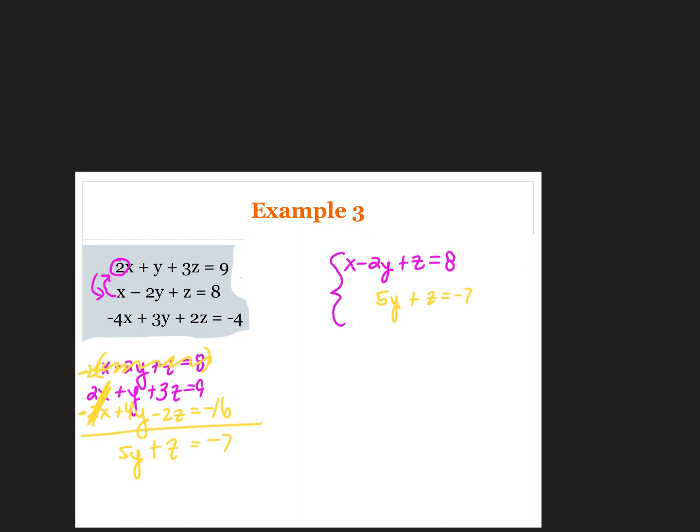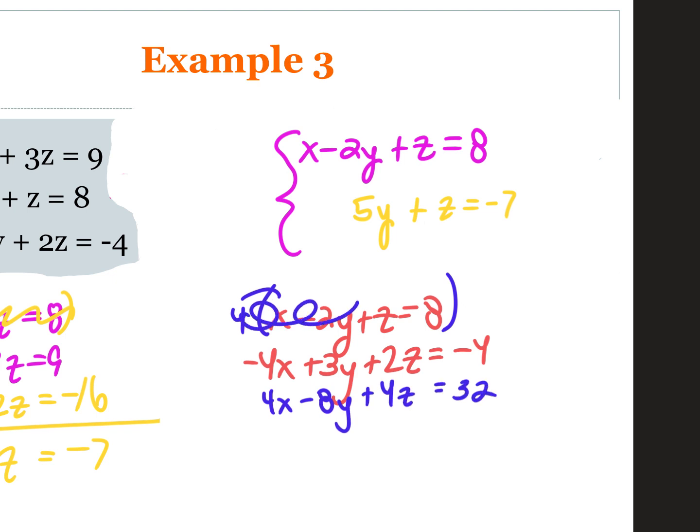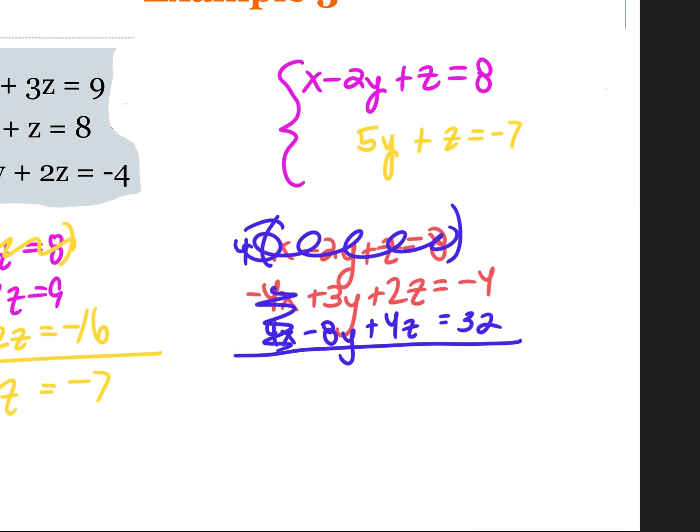And then I have my two-step process. I need to eliminate x, and then I'm going to eliminate y. So I'm going to take equation number 1, x minus 2y plus z equals 8, and I'm going to combine it with equation number 3, negative 4x plus 3y plus 2z equals negative 4. Now, if I want my x's to cancel out, you guys should be able to see I need to multiply the top equation by positive 4. So 4x minus 8y plus 4z equals 32. So this is no longer there. Now when we combine, our x's cancel. 3 minus 8 is going to give me negative 5y plus 6z equals, this is going to be 28. Okay, so step 1 is done there.